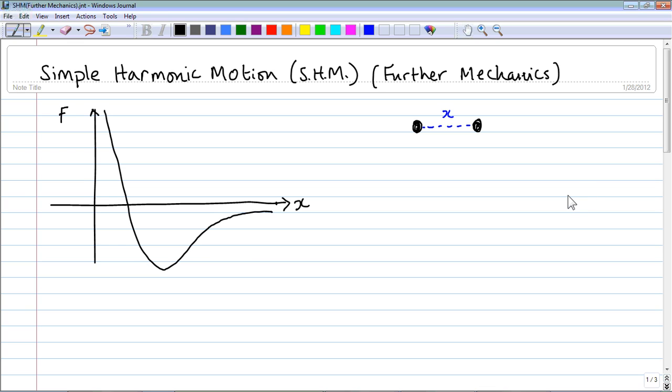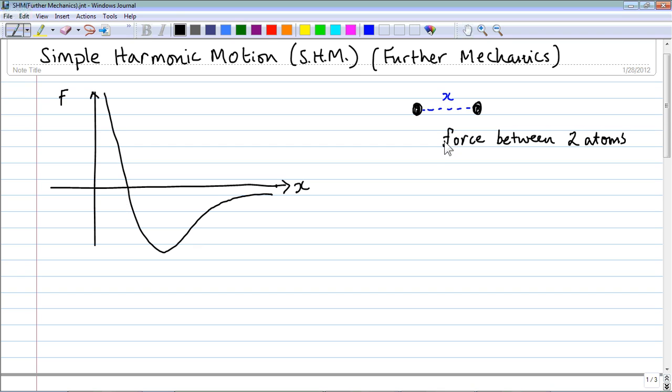Why is simple harmonic motion an important idea? Well, I think the best way to explain it is an example like the graph I've shown you here. Now you may recognize this graph if you've studied physics, because it's a typical graph for force between two atoms. What I'm saying is that if two atoms are close together, they will exert a force on each other. And the question is, what is the magnitude of that force?